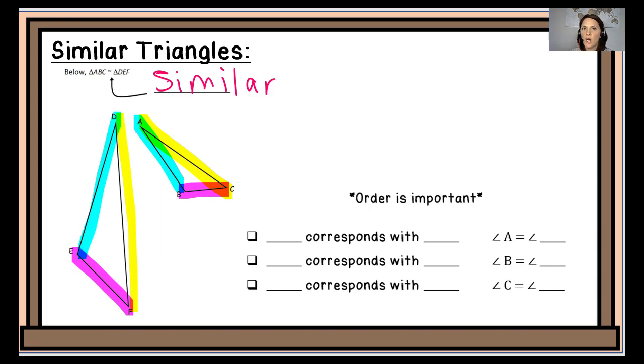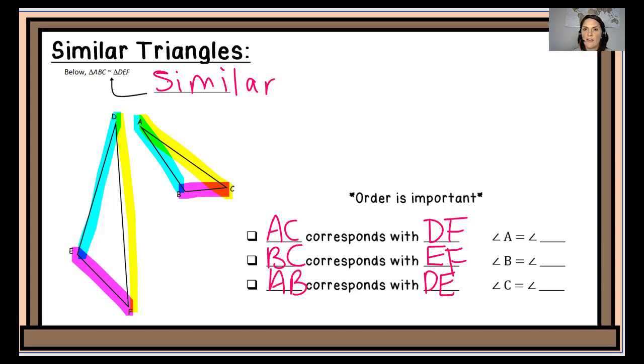One thing to note when we are labeling these corresponding side lengths, order does matter. So let's go ahead and write that down. AC corresponds with DF, BC corresponds with EF, and AB corresponds with DE.